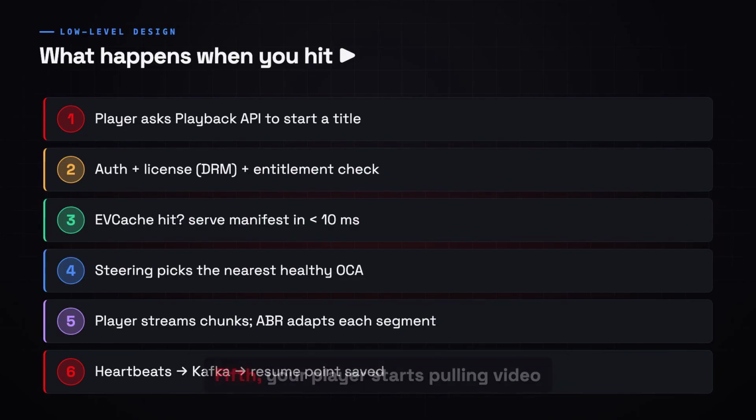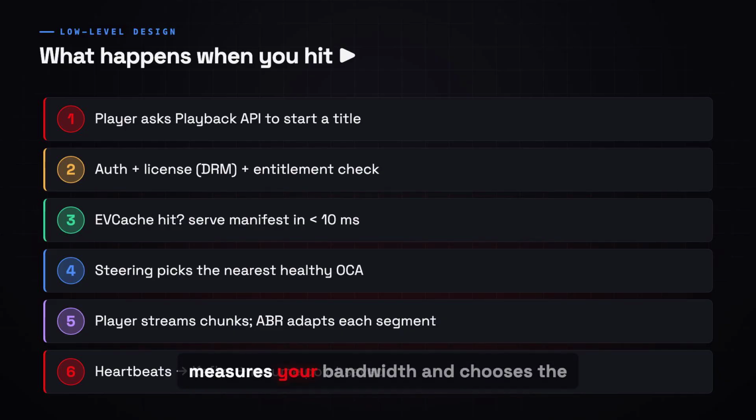Fifth, your player starts pulling video chunks, and for every segment it measures your bandwidth and chooses the right rung of the ladder. And sixth, in the background, your player sends heartbeats. Those events flow through Kafka, and your resume position gets saved, so you can pick up later on another device.